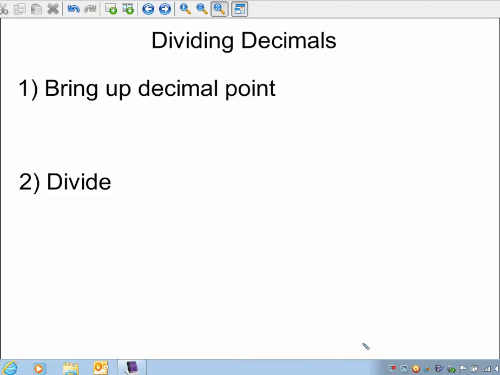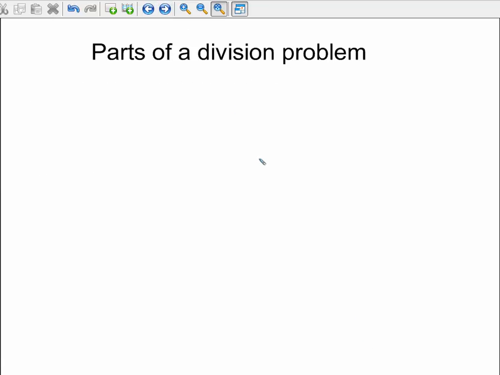Today we're going to be talking about dividing decimals, and we're going to be talking about dividing decimals by whole numbers. Before we talk about dividing decimals, we need to talk about the parts of a division problem. So when you see a division problem, you typically see something that looks like this.